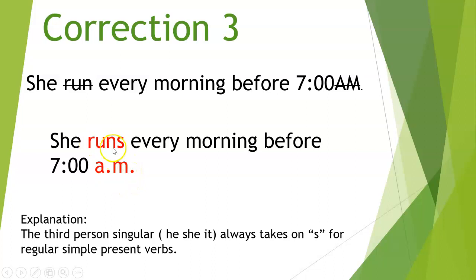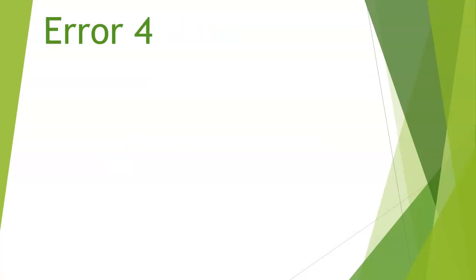And when it comes to this one here, this error, the third person singular, meaning he, she, and it, always takes an S for regular simple present verbs. So we would say, for example, I run, they run, we run, but he, she, and it runs with the S. That's a rule.